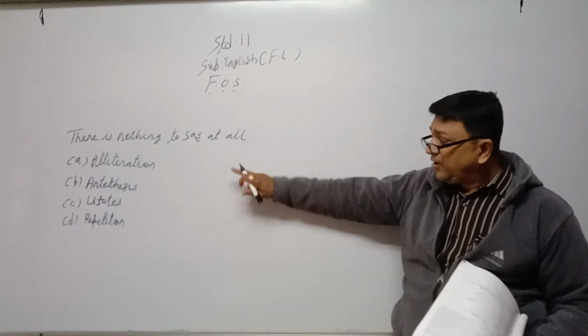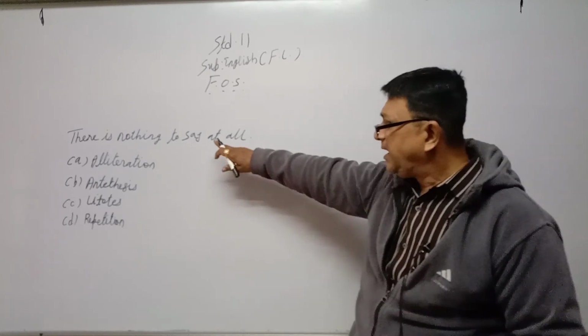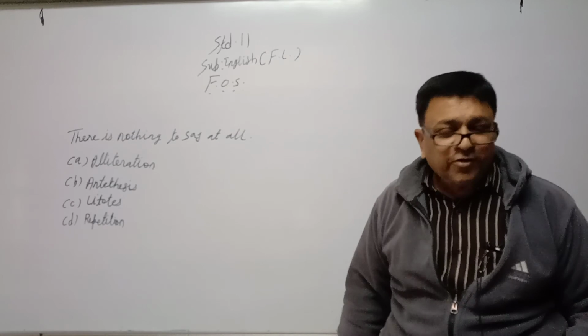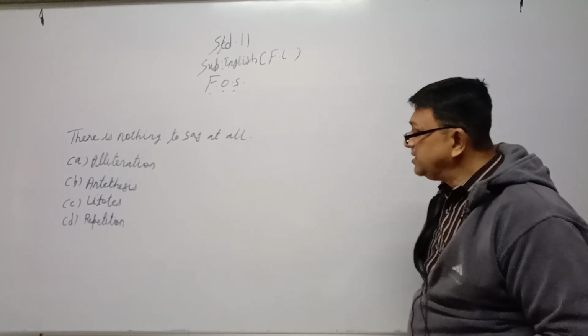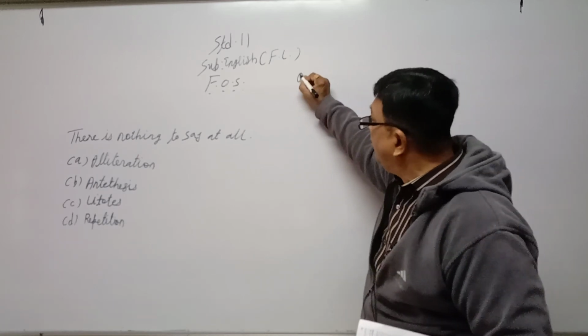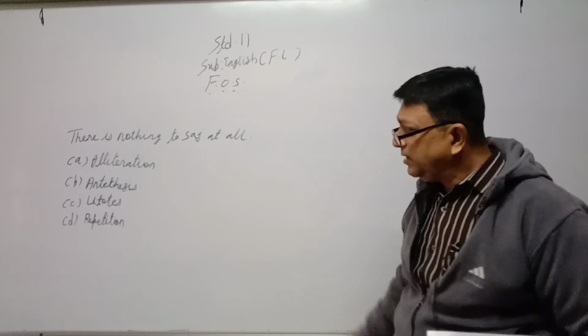So, first of all, alliteration, there is no repetition of sound. At all and all, you may confuse with it. But at and all is the repetition of O, not A. So, it will not be considered.